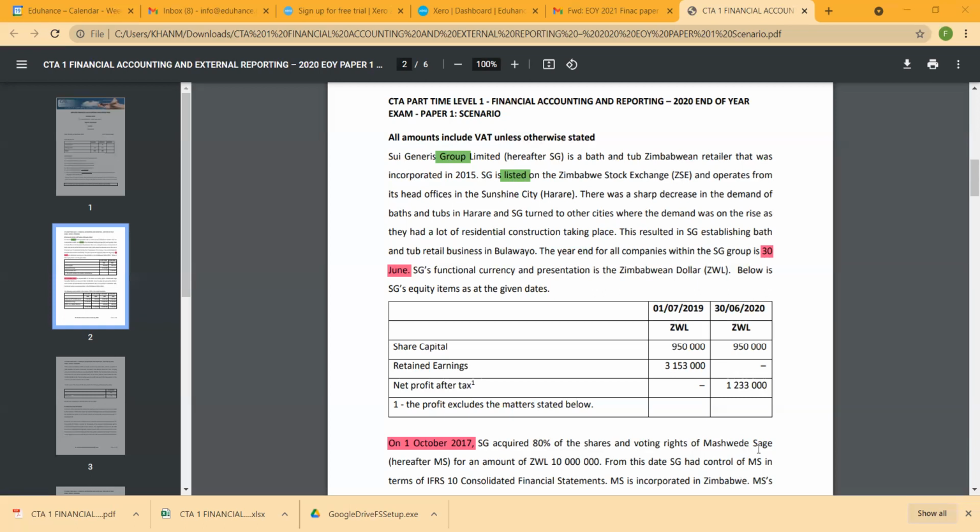Okay, so before we go on, here you might just be aware that they said there's a sharp decrease in Harare, right? What you must know is that in another question, this could be an indicator of impairment. It may not be here. I only deal with impairment in groups, but there could be an indicator of impairment in another question. Okay, the other important aspect is that the year end is 30th June 2020.